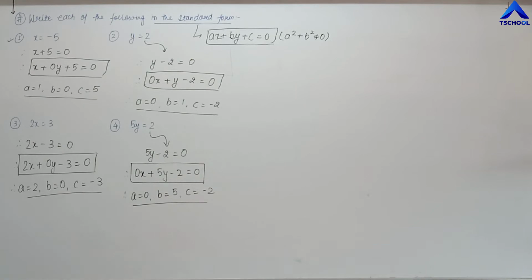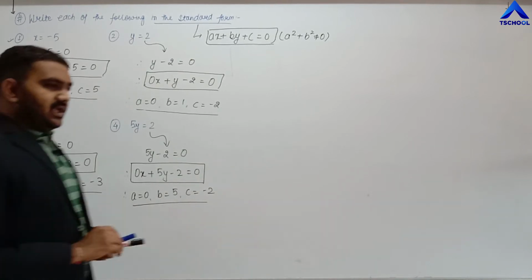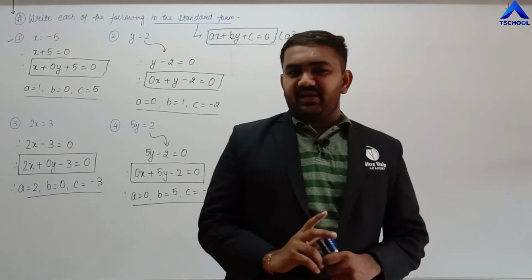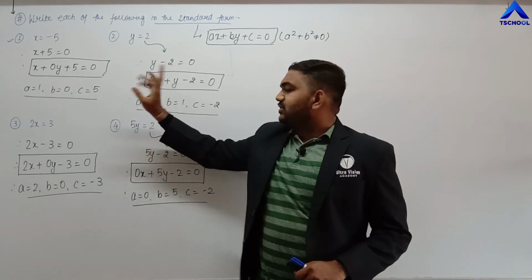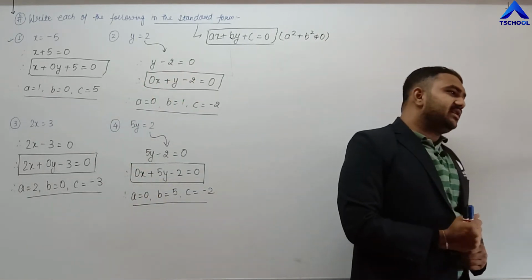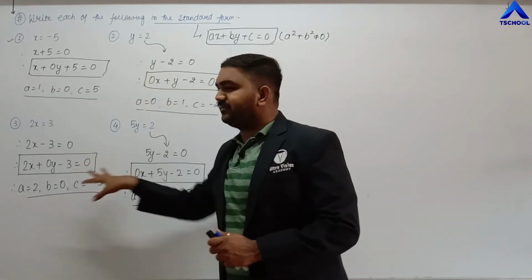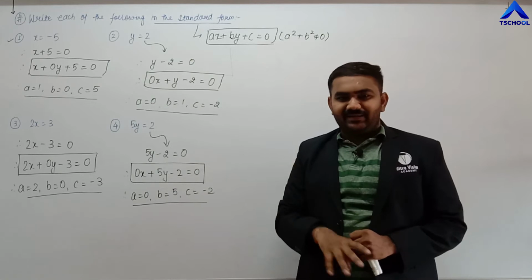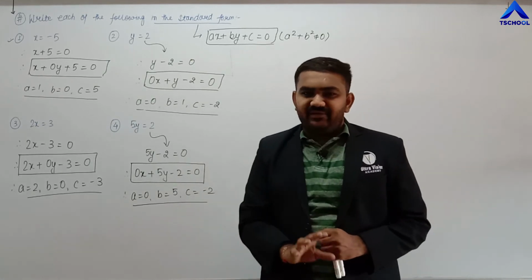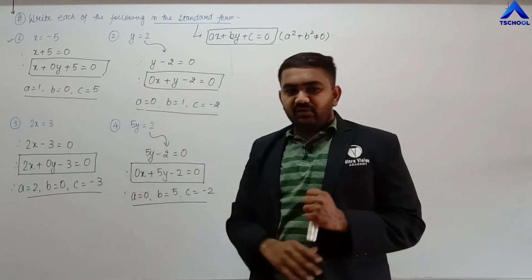So that is about how to write down an equation given to you in a single variable as a linear equation in 2 variables. Is it clear? Again I am repeating that whenever you are having any of the variables absent from the given equation, at that time you will include that variable taking its coefficient 0.